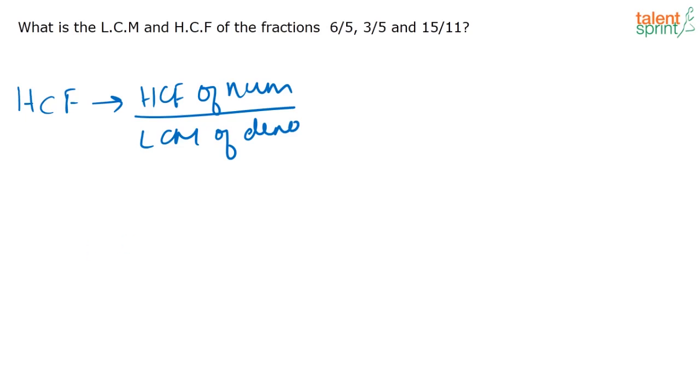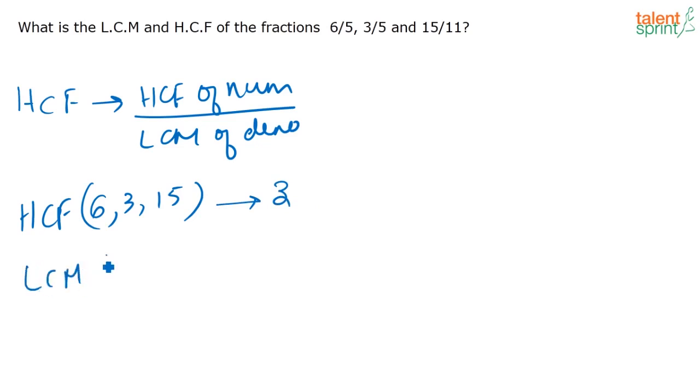So what is the HCF of the numerators? What are the numerators here? 6, 3 and 15. Okay, if you have 6, 3 and 15, what is their HCF? HCF is the highest common factor. If you see, all these three numbers are divisible by 3, correct? And if you take the factors also, the highest factor is going to be 3. If you look at the numbers itself, you can say that the HCF is going to be 3.